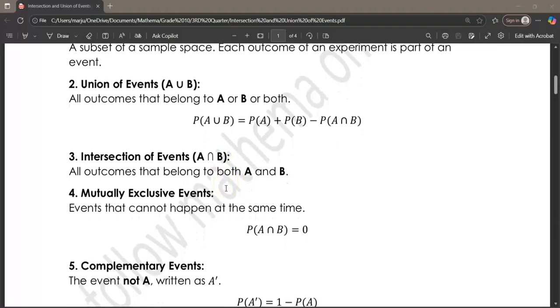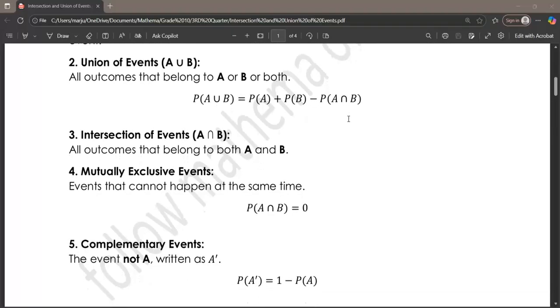Mutually exclusive events. These are events that cannot happen at the same time. So there will be no intersection. For example, you cannot be a male and a female at the same time. That's impossible. Or you cannot be grade 10 at the same time a college student. You cannot do that.